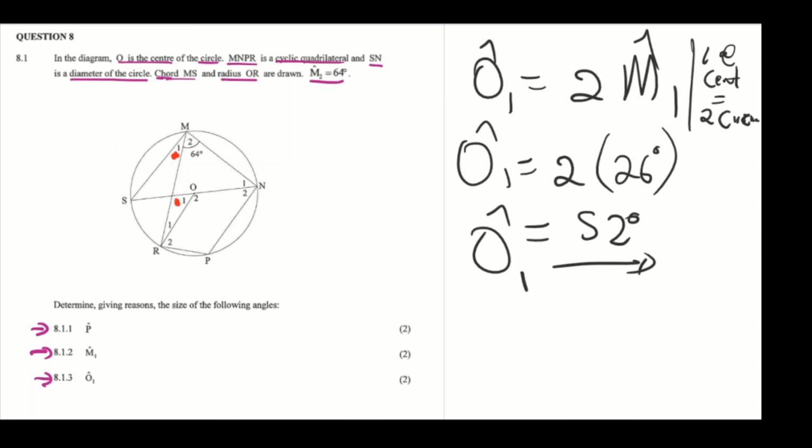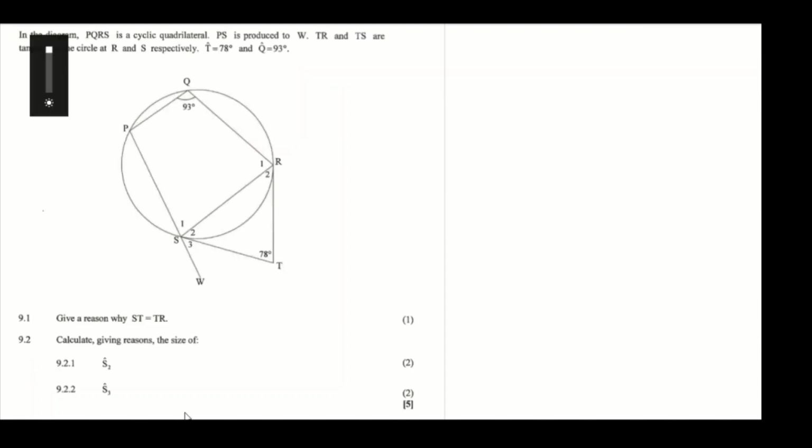Let's continue doing another one, so that you get used to finding angles of circles. So now let's try out this problem here.